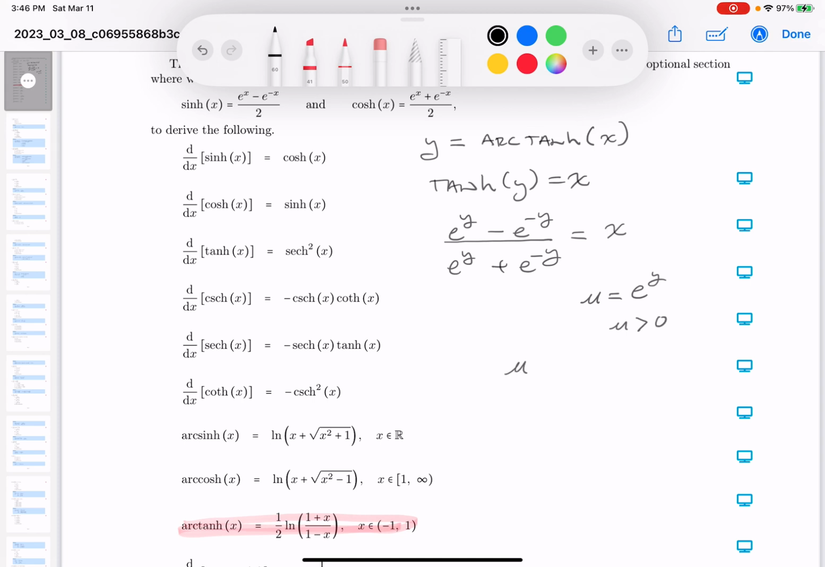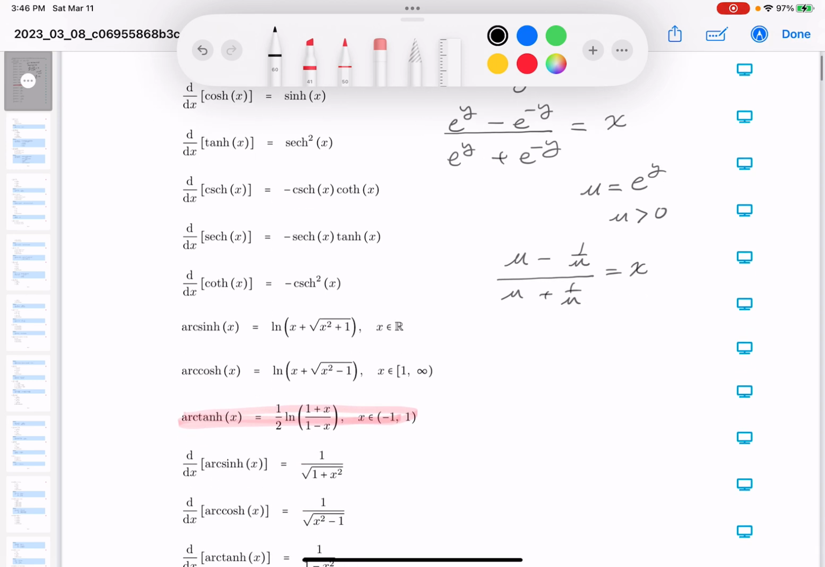So let's write this down then. What are you going to get? u minus 1 over u on top, and on the bottom u plus 1 over u, and this equals x. I'm going to clear the complex fraction. I multiply top and bottom by u, so it's going to be u squared minus 1 over u squared plus 1, and then you're going to get x.